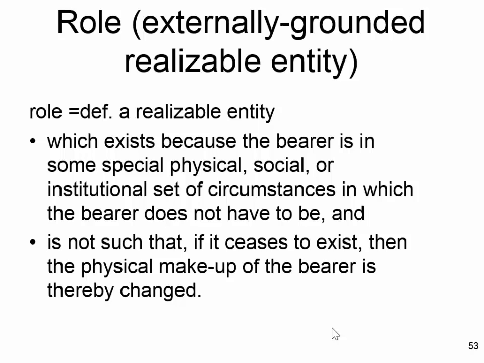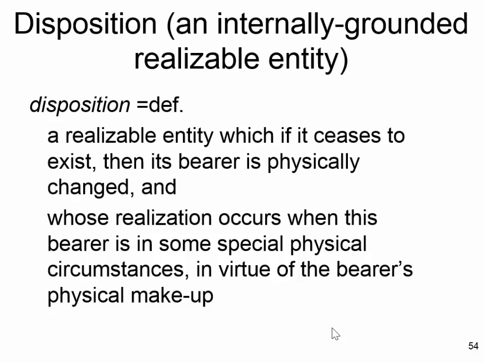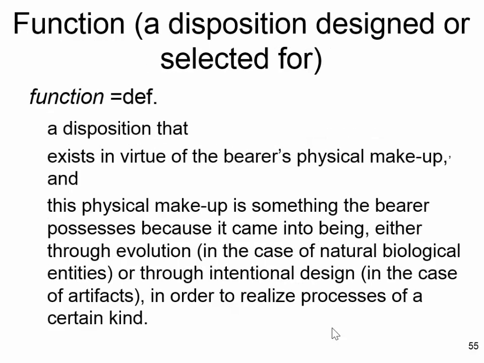A disposition is an internally grounded realizable entity. So it has to do with the physical makeup of the entity in question. You can only have the disposition to grasp if you have a certain kind of physical structure. You can only have the disposition to sweat or to go gray or to sleep if you have a particular kind of physical structure. And you can't lose the disposition without being physically changed, where you can lose a role without being physically changed.